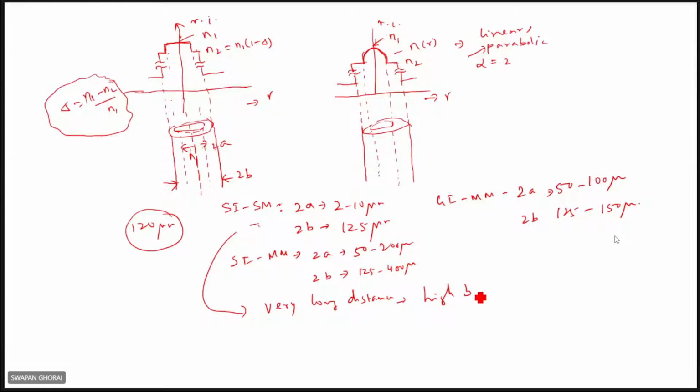Very high bandwidth is here in case of SI-SN fibers, right? Because here the dispersion effect is less. So that's why it is very, very useful for high bitrate systems, meaning high bandwidth fiber. Whenever you need high bandwidth fiber, a high bit rate system, that time you have to consider SI-SN fibers. But their fabrication is a little bit difficult compared to the MM fibers.